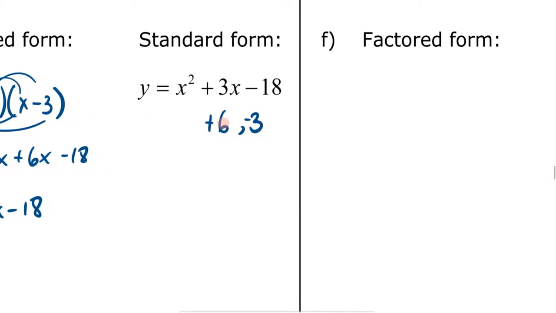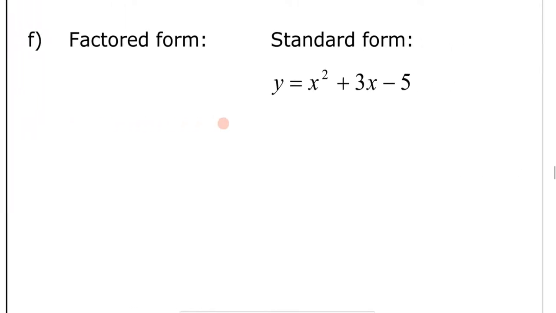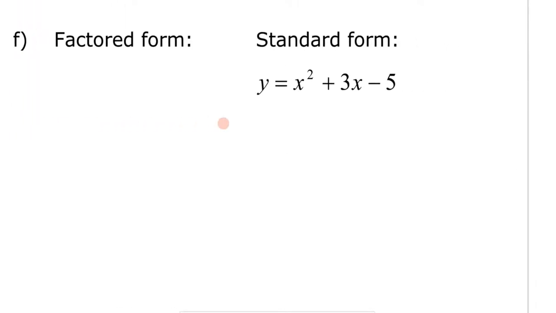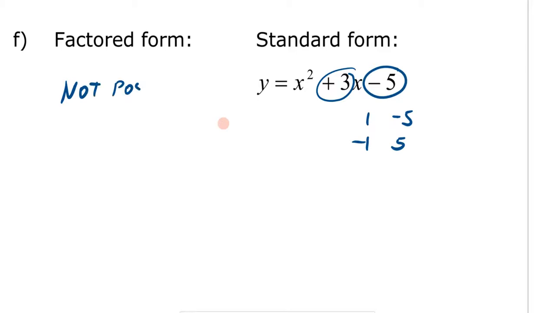And then part F, factored form from the standard form. Now, you might encounter a situation where if I look at the factors of negative 5, well, 1 and negative 5, or negative 1 and positive 5, but none of these combinations add up to positive 3. In this case, it's not possible to find a factored form. So we're going to say here, therefore, no factored form.